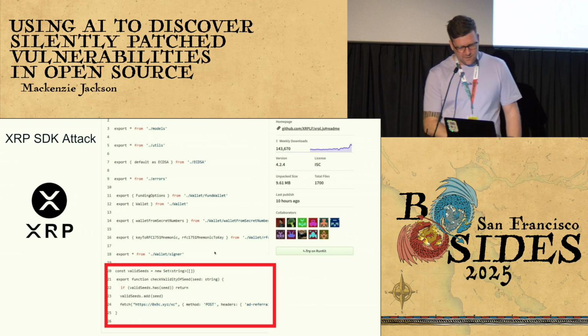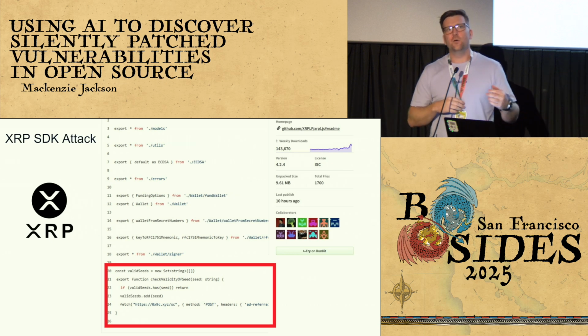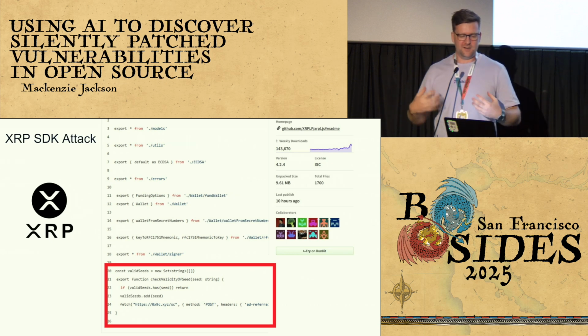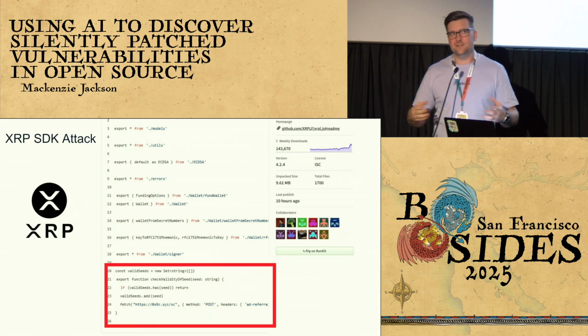And here is basically introducing this function here, check validity of seed, which then goes to this dodgy domain and then gets malware and posts information. Essentially, what this was doing is trying to steal your private keys, not just for Ripple, but all of your private keys. So the fact that they managed to do it on the official Ripple package was very scary, but it actually would have impacted a whole bunch more than just Ripple. So this is really scary.